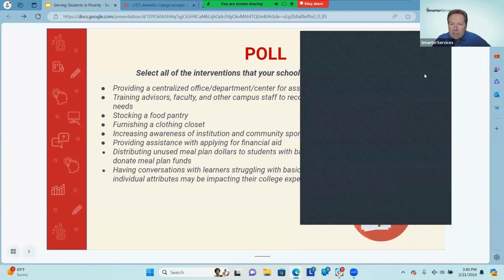Okay, so we've had lots of people vote. I'm going to end this poll, and I hope that you see it. I'm going to take a look at it here before we end it. Looks like providing assistance with financial aid is a leader. Stocking of food pantries a close second. Distributing unused meal plans is probably the least used. So let me end the poll and share the results.